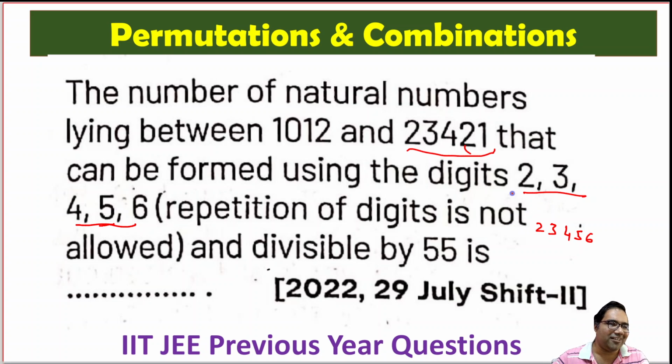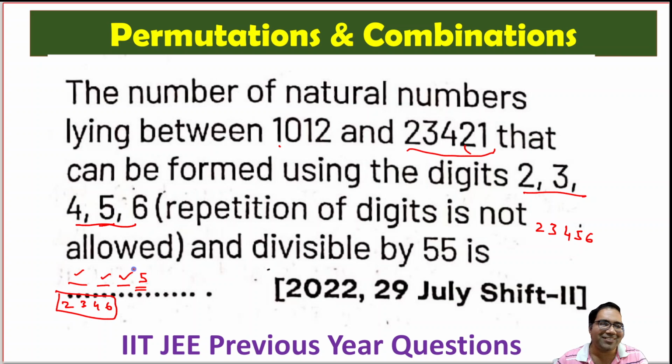Very good. Now, what are we left with? We are left with only 4 digit numbers which are greater than 1012 but can be formed with 2, 3, 4, 5, 6. At the same time, the final digit has to be 5. The problem has simplified to that. The final digit is 5, which is fixed, and these three slots can be taken by 2, 3, 4, and 6.